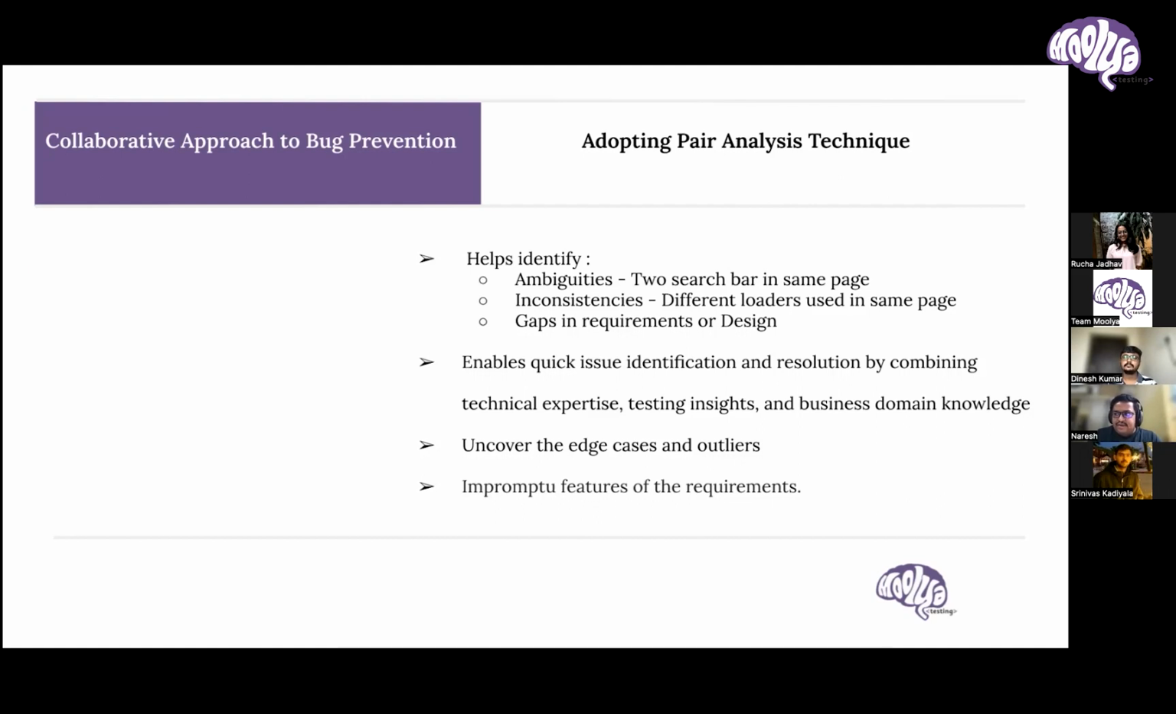When I say which user, I mean personas of users. Different personas can use the same application in different ways, so we need to understand these things for a particular user story. And with the developer, we need to understand the way of implementation, which you're going to see in the next slides. But now we can go with adopting the pair analysis technique.